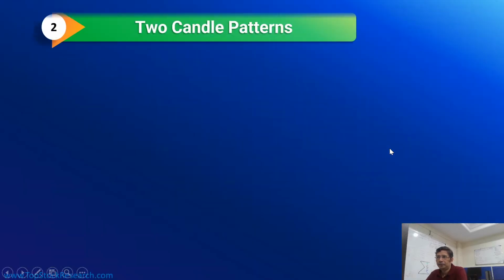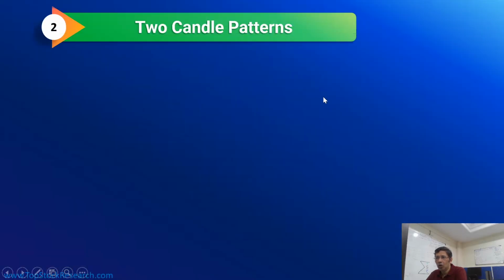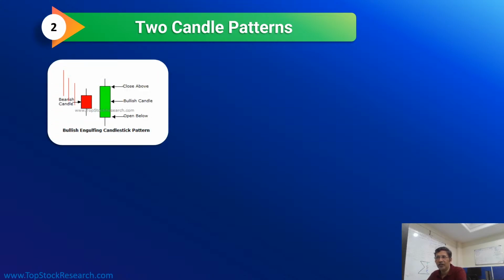Then the next one is the two candle pattern. A single candle can give you a lot of information, like who is winning the race, bulls or bears, or where the market had started, or where there's consolidation. Two candles can give you a lot more information. So it uses two candles to give you a signal or an indication.